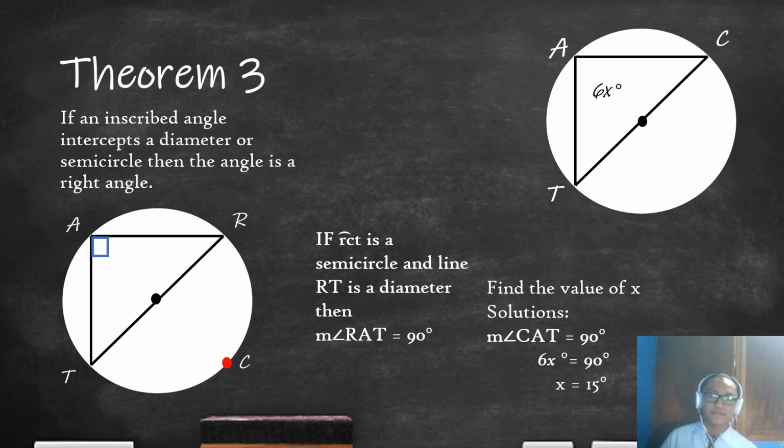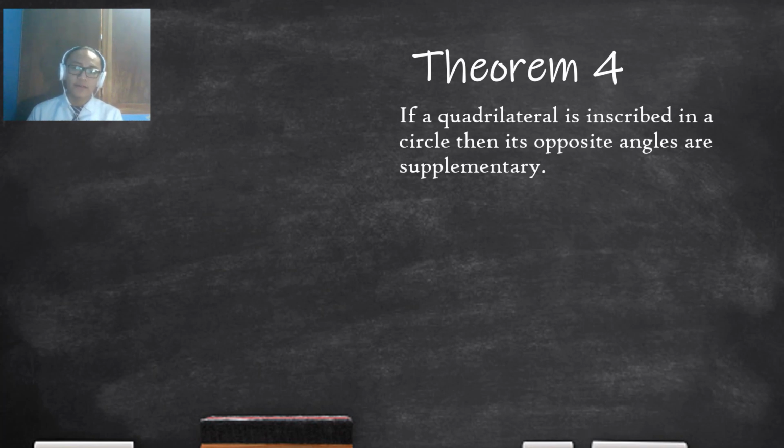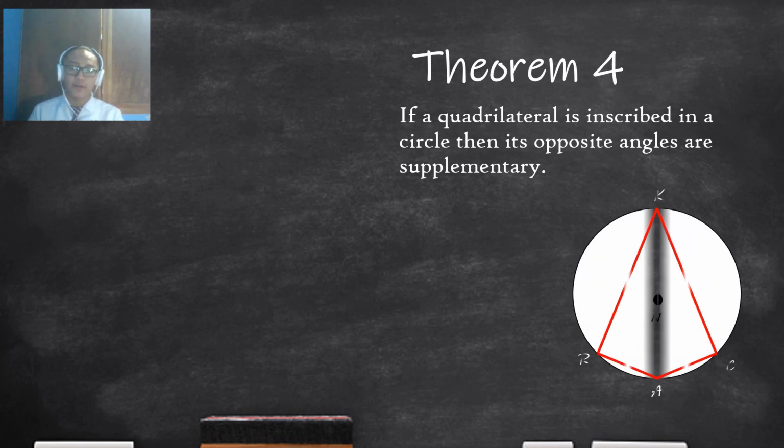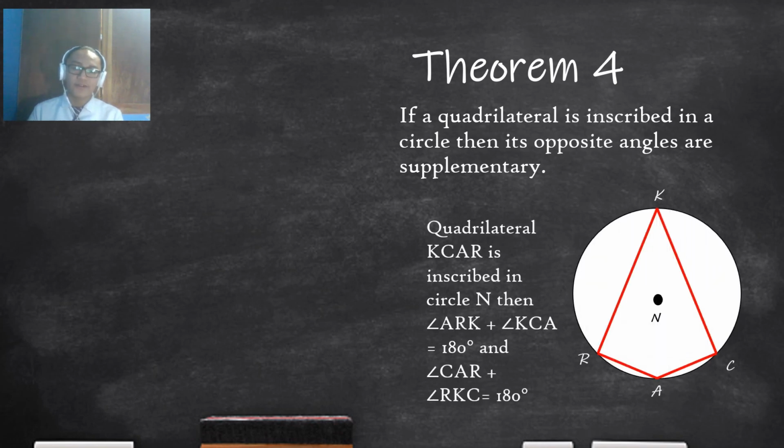Lastly, we have our Theorem 4. Here on our Theorem 4, it says that if a quadrilateral is inscribed in a circle, then its opposite angles are supplementary. So here it is shown that quadrilateral KCAR is inscribed in circle N. Then angle ARK plus angle CKA is equal to 180 degrees, and angle CAR plus angle RKC is equal to 180 degrees.